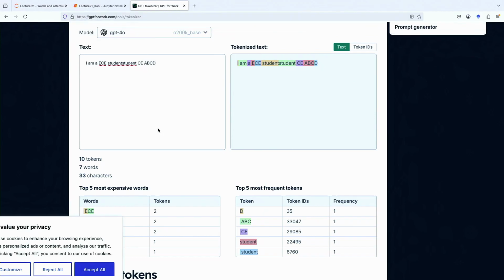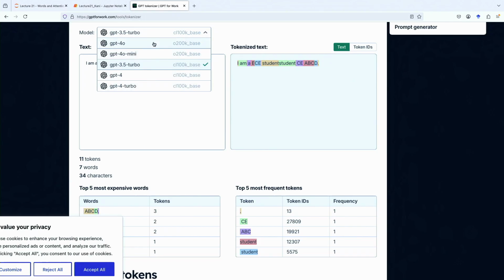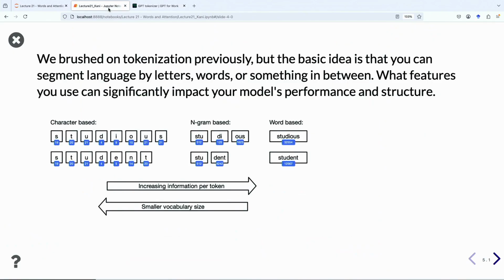But basically every model has its own tokenization scheme. If we change to, for instance, turbo, yeah, nothing has changed here. I don't know where the extra 100K tokens are coming from. That might be a good thing too. Maybe I'll look into it.